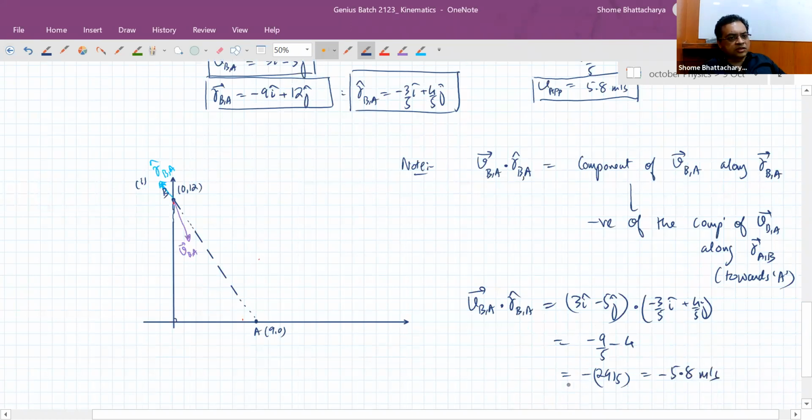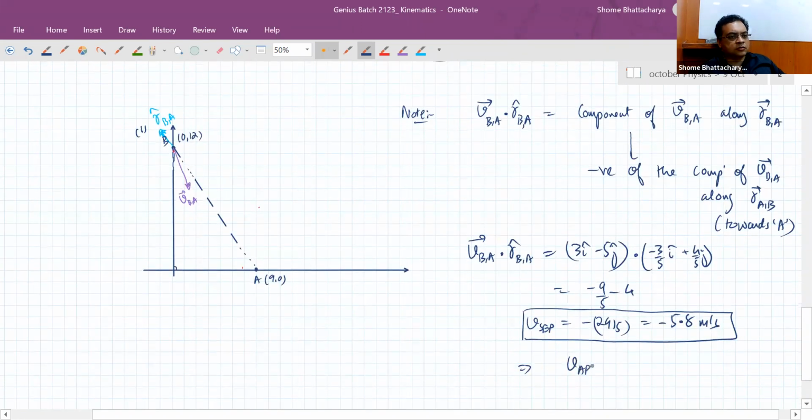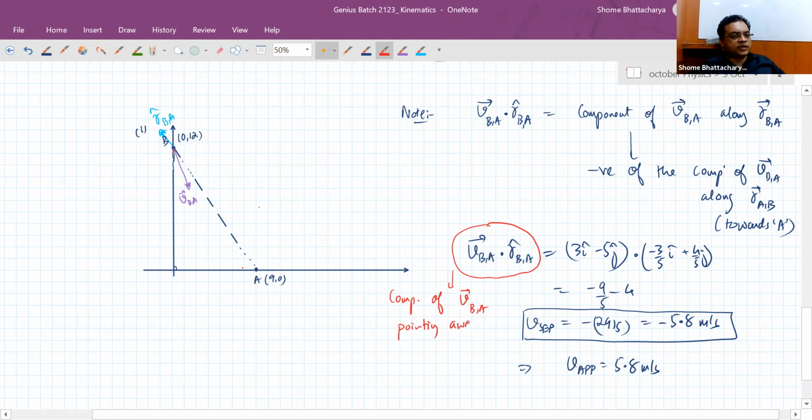So this thing here is basically the separation velocity, and that's why it's coming out with a negative sign. So the approach velocity is equal to 5.8 meters per second, because this, as a vector quantity, is the component of B's relative velocity with respect to A pointing directly away from A. So that means it's the separation velocity. So the approach velocity is the negative of that.